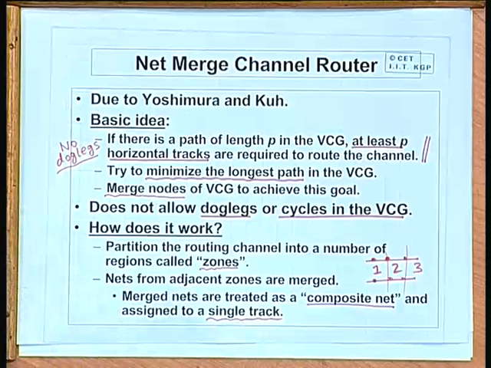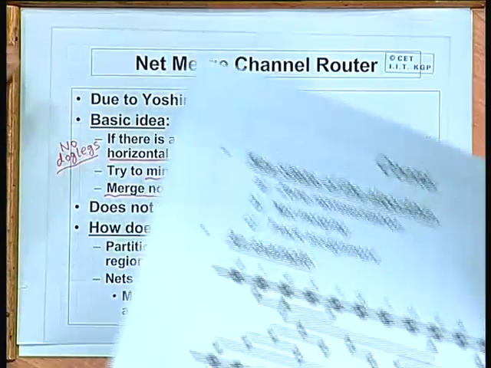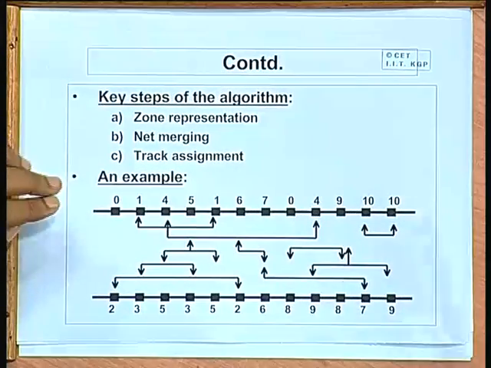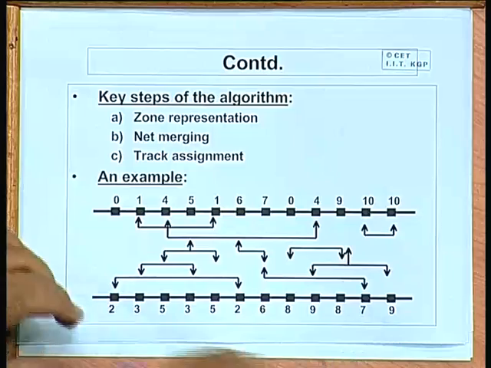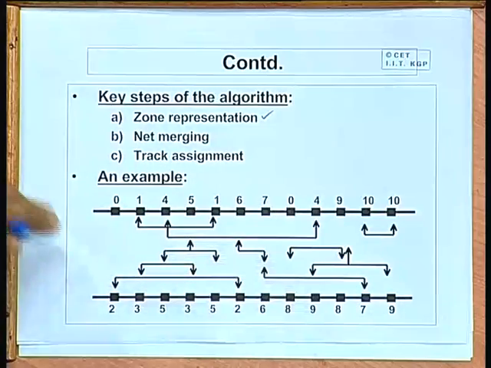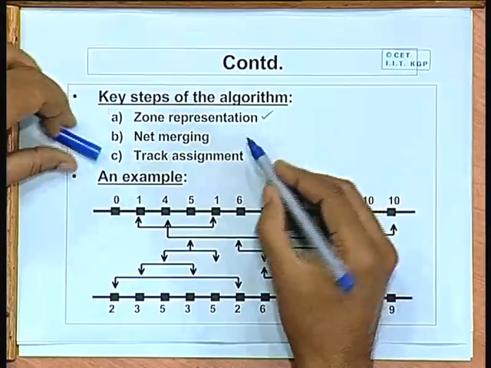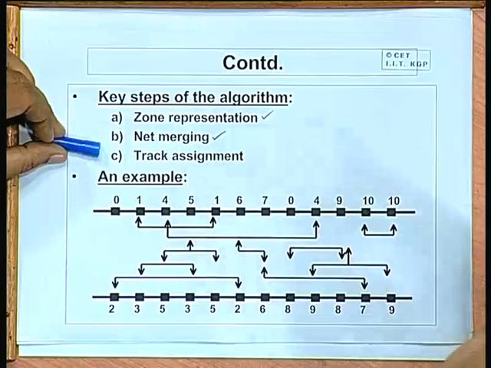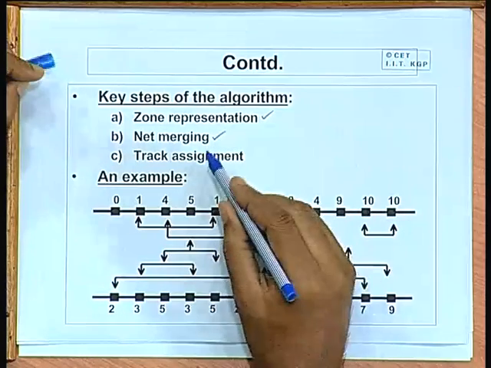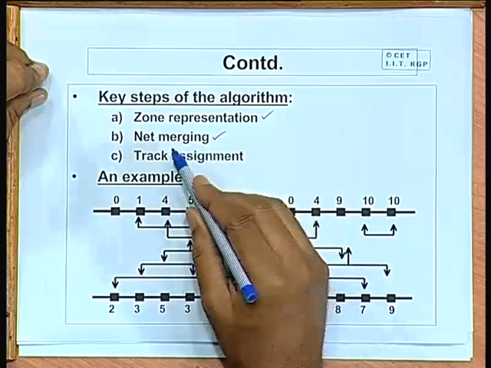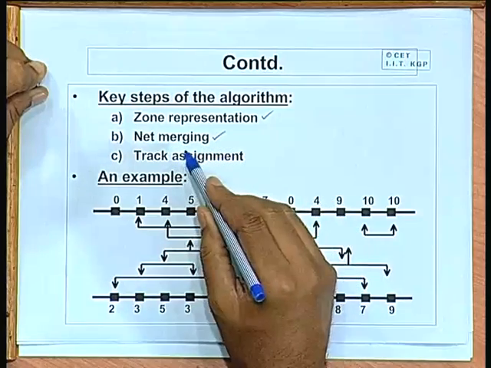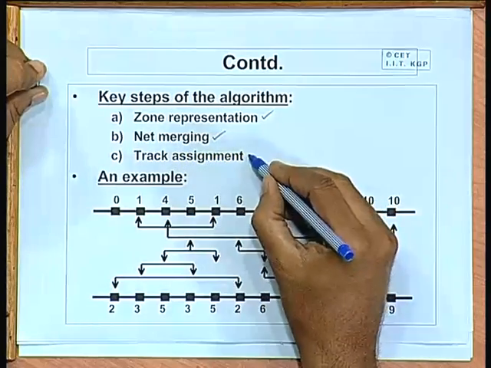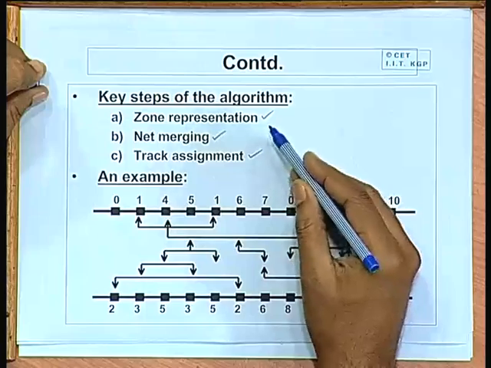Okay. In this algorithm there are three steps essentially. The first step is to identify the zones, the zone representation, and once you identify the zones, you can start merging the nets, and once you have finished merging them, you can assign the composite nets into tracks. These are the three steps.